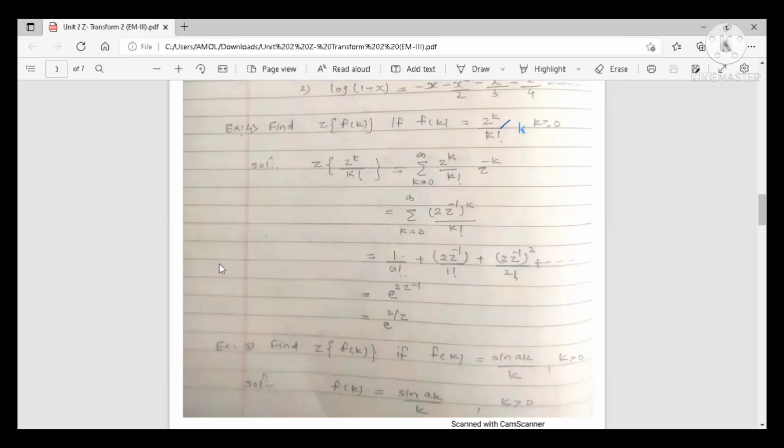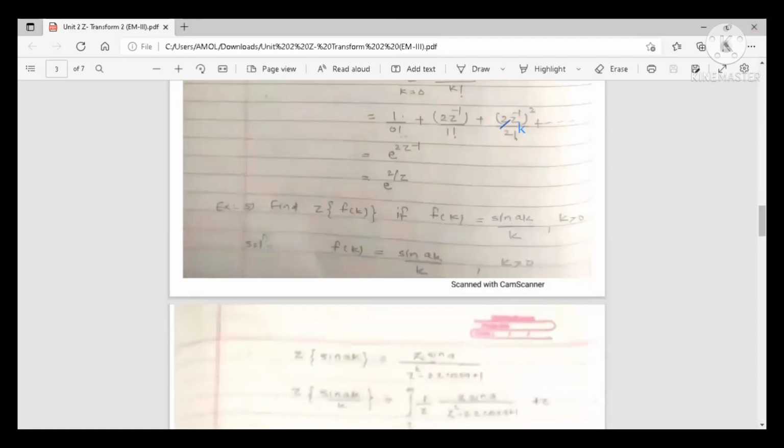The e raised to x formula is 1 plus x upon 1 factorial plus x square upon 2 factorial plus x cube upon 3 factorial and so on. So in place of x, the term here is 2 into z raised to minus 1. So it is e to the power 2 into z raised to minus 1, and 2 into z raised to minus 1 means 2 by z. It is e to the power 2 by z. Okay.